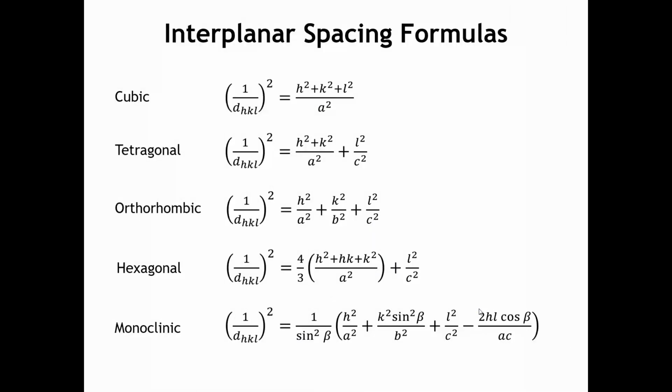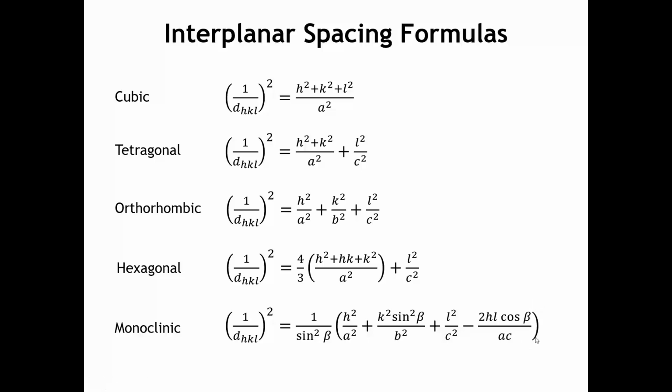Well, what if it were one of the lower symmetries? How would our analysis change? These are the formulas that give us the d spacing in terms of the h, k, and l Miller indices and then the size and shape of our unit cell. You can see that for a tetragonal system we have 2 variables, a and c. For an orthorhombic, we have 3, a, b, and c. For the hexagonal, we're back to 2, a and c. And then in the monoclinic case, we have a, b, c, and beta. So there are 4 variables.